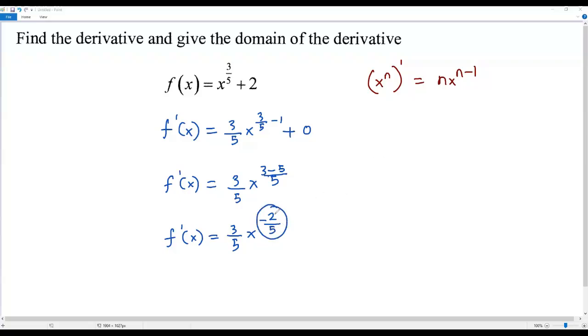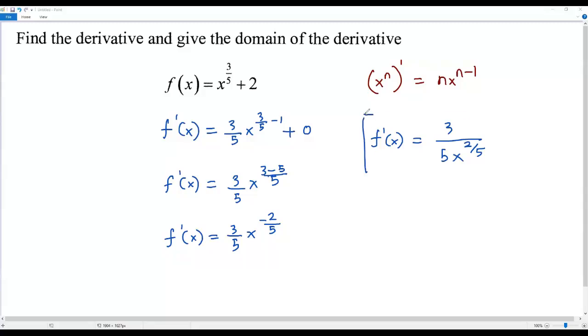Here the exponent is negative. Usually when we are solving a particular math problem and we get a negative exponent, we convert it into positive. How can we convert this exponent to positive? Very simple, we just have to move this term to the denominator. When I move this term to the denominator, it will become 3 over, already we have 5 in the denominator, 5 times x to the power 2/5. So the negative exponent will become positive if the term x to the power negative 2/5 is moved to the denominator.